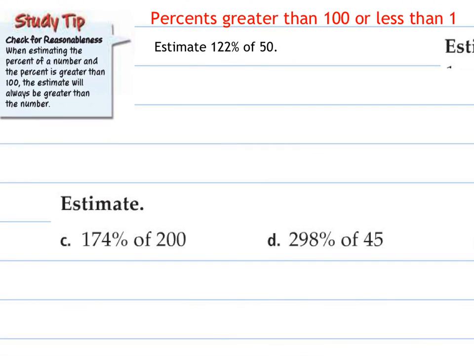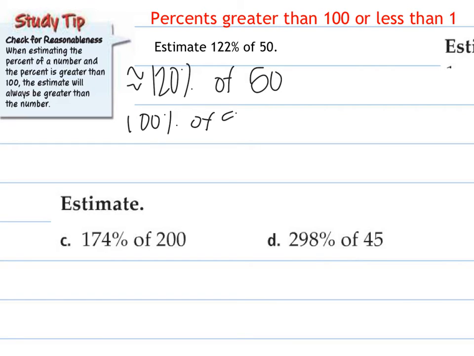So we're going to look at this first one here. Estimate 122% of 50. I'm going to round that to approximately 120%. You could also round up to 125, but 120% of 50. What I'm going to do is I'm going to split that. I'm going to first find 100% of 50, and then I'm going to do 20% of 50. Once I have those two answers together, I'm going to add them. So 100% of 50. If the test was 50 questions and you got 100%, you got all 50 points.